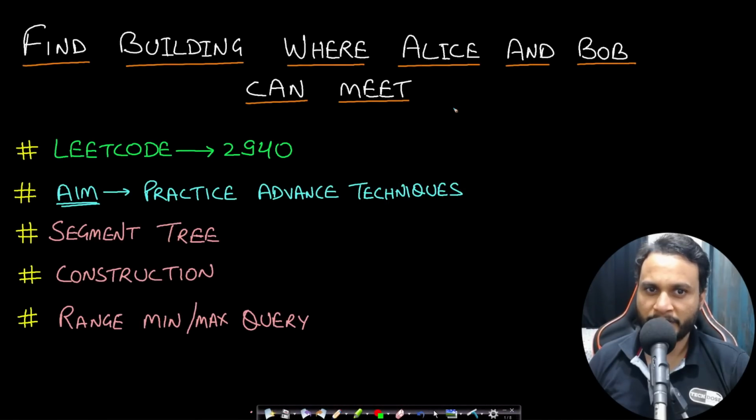Guys, welcome back to TechDose, and in this video we will look at Find Building Where Alice and Bob Can Meet. This is from LeetCode number 2940. The main aim of this video is to make you learn some advanced techniques so that you can solve some harder problems as well. So I'll be using the segment tree.